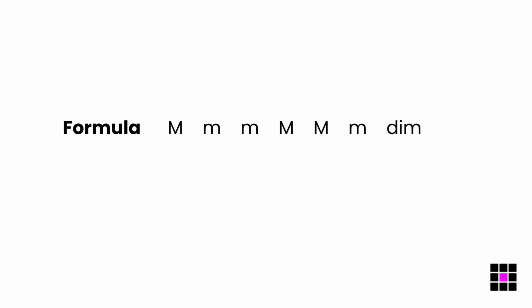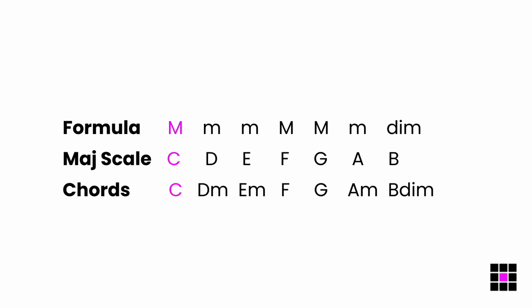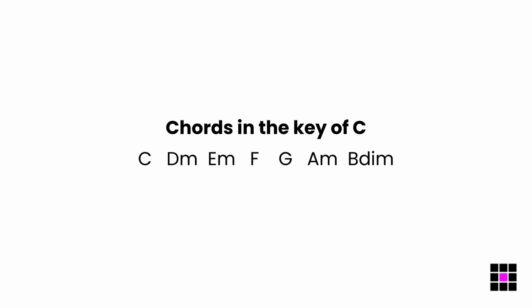Next, to find all the chords in the key of C, I simply apply this formula. Major, minor, minor, major, major, minor, diminished. So in the key of C, that gives me C major, D minor, E minor, F major, G major, A minor, and B diminished. Make sense? These are all the chords in the key of C, which means these chords are the most likely to sound good underneath my motif.